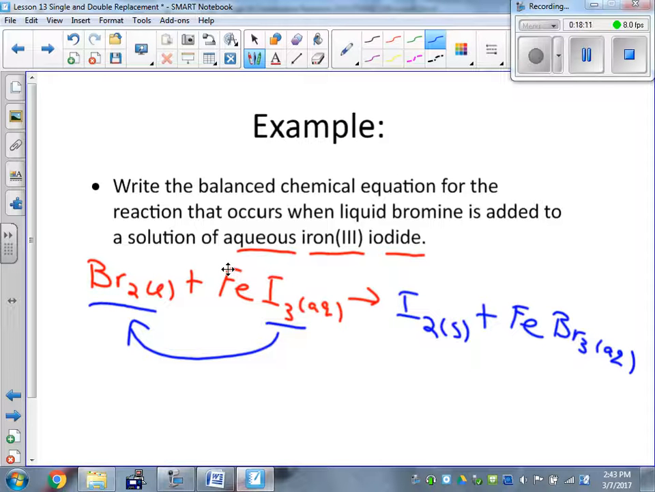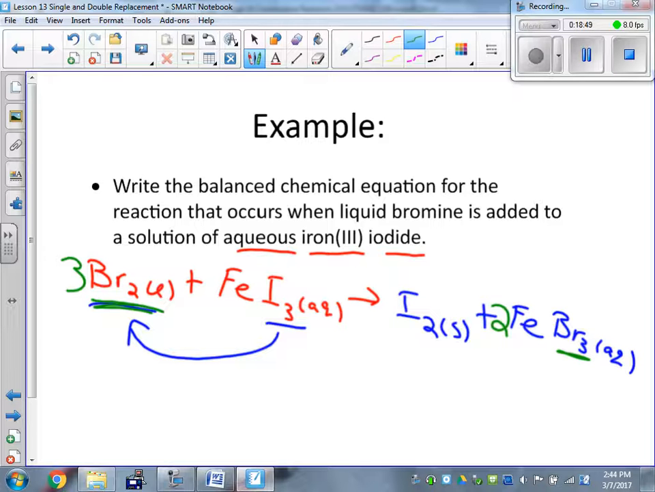This one's going to be a little trickier to balance because we have some issues here. 2 bromines here, 3 bromines here. How do I fix that? Put 3 here, 6, and put 2 here. 6 bromines. The lowest common multiple of 2 and 3, 2 times 3 is 6. Usually that works. So we want to make 6 and 6 on both sides.